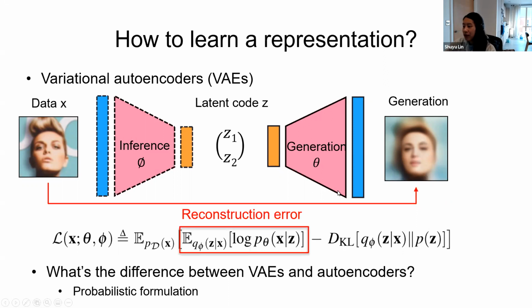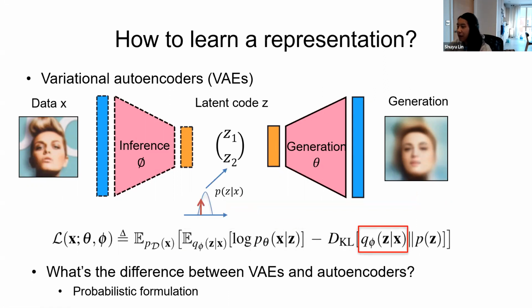So the first term together is just a single pass of the autoencoder. We draw a sample from our data set and we generate it, and we evaluate how likely my data is actually generated with the corresponding latent code. So that's literally the first term, to compute the reconstruction error.